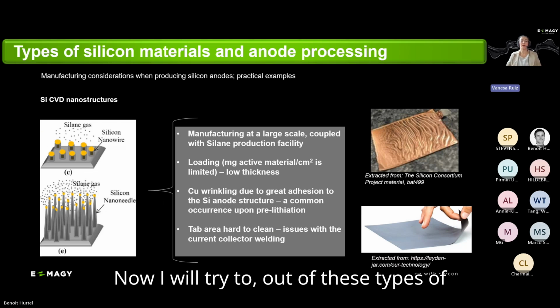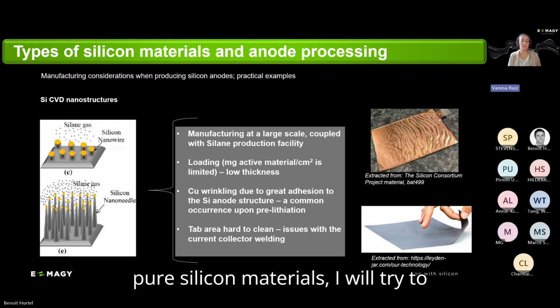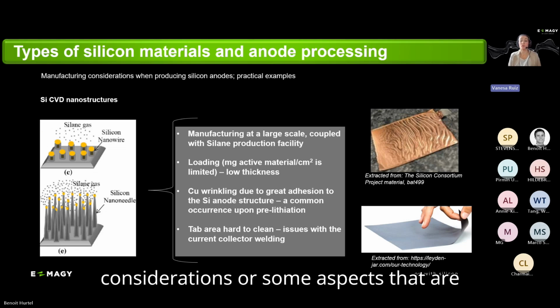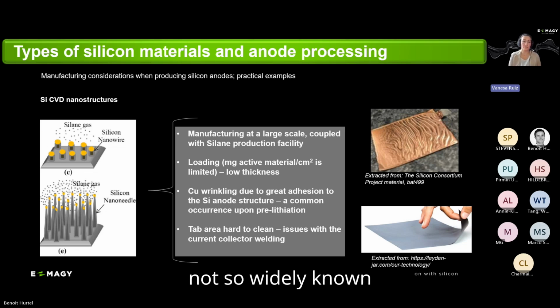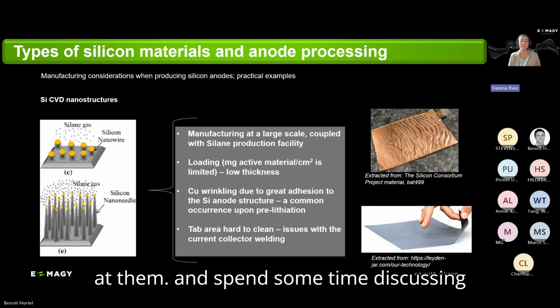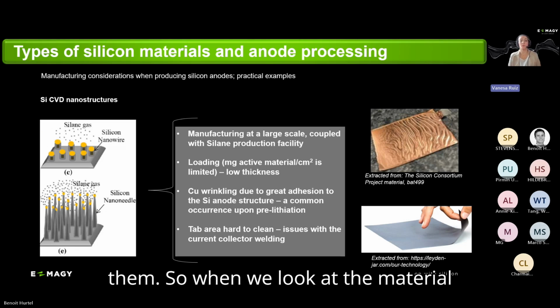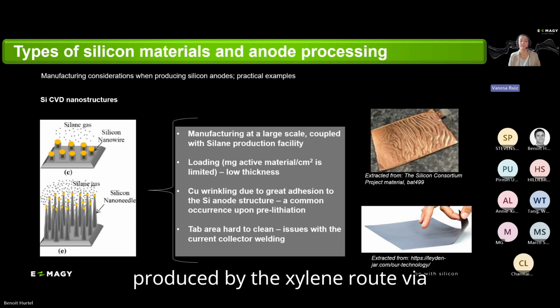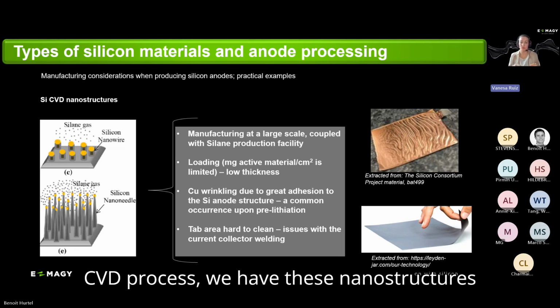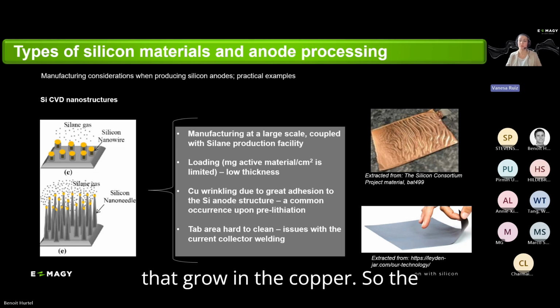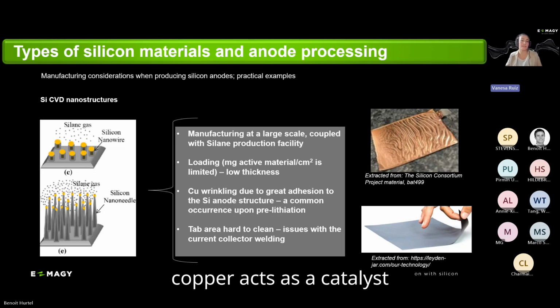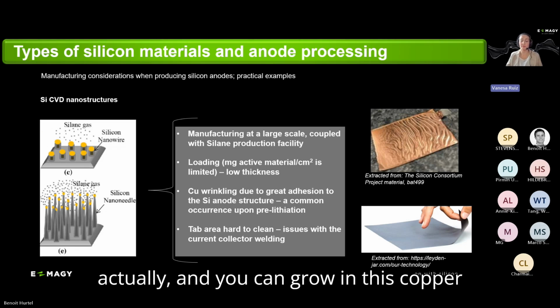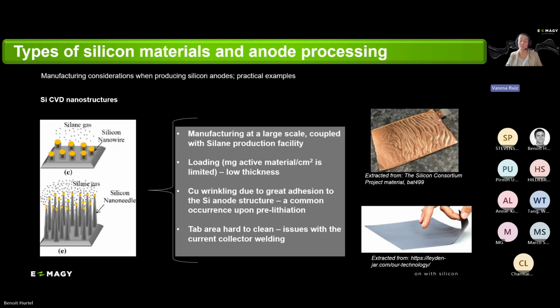Now I will try to, out of these types of pure silicon materials, explain some manufacturing considerations or aspects that are not so widely known and could be interesting to have a look at and spend some time discussing. So when we look at the material produced by the silane route via CVD process, we have these nanostructures that grow on the copper. The copper acts as a catalyst, and you can grow different types of structures, nanowires or nano trees and so on.